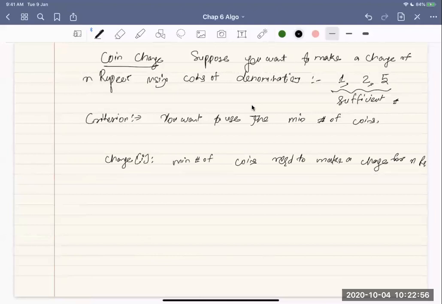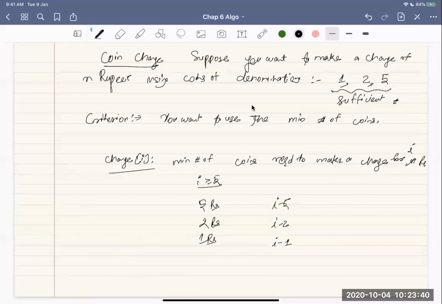I have to make change for i rupees, and let's say the generic case where i is greater than or equal to 5. The first coin I take will be either a 5 rupee, 2 rupee, or 1 rupee coin. If I take a 5 rupee coin, how much money do I still have to make change for? I have i minus 5. Similarly, i minus 2, i minus 1.